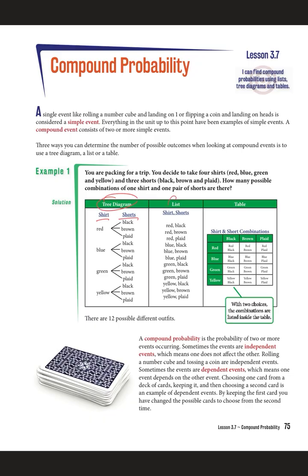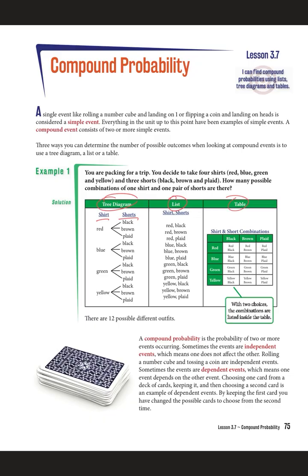Same thing with a list. You can make yourself a list, with shirts on the left and shorts on the right. And then make yourself a table, what might be called a rectangular array of possibilities. So those are 3 different ways that you can set this up, and I'll use a variety of ways in the tiered worksheet. So in this case, there are 12 different possible outfits.